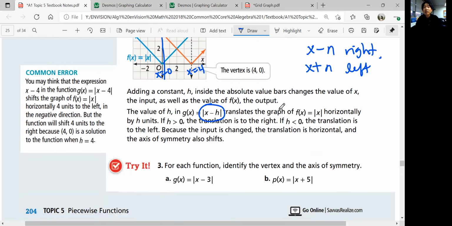Try number 3. For each function, identify the vertex and the axis of symmetry. Come back when you're ready for answers.